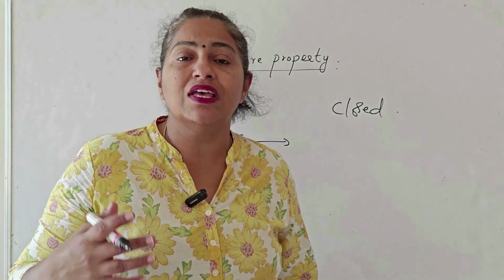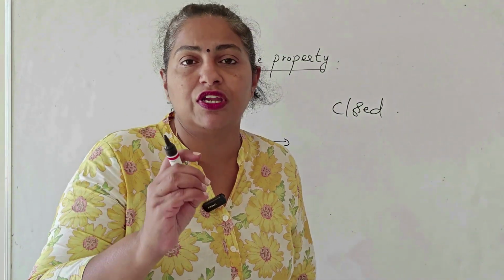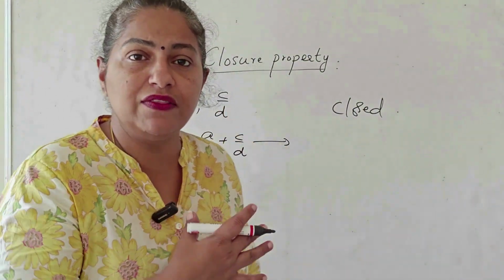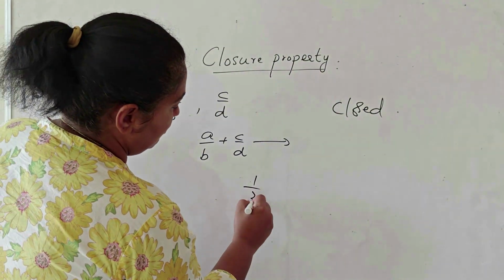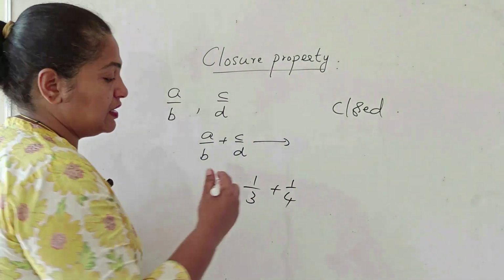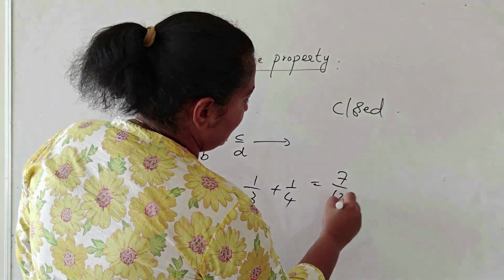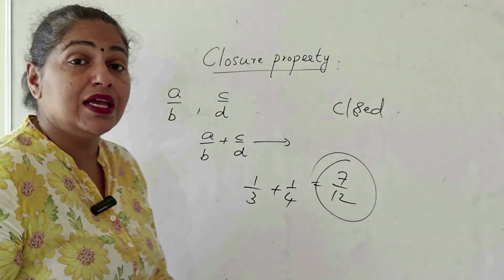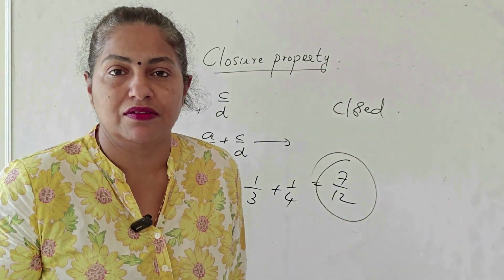Now there is no theoretical proof for this. You just need to use some examples and show that this is true. Suppose I am taking 1 by 3 and 1 by 4. They are two rational numbers. I am going to add them. So you will get 7 by 12. This is also a rational number.